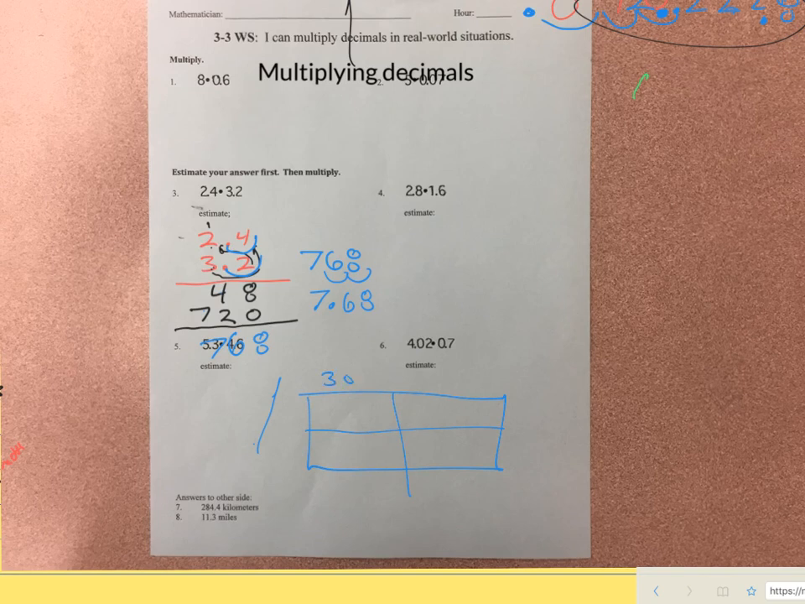So we have 30 and 2 and 20 and 4. 4 times 2 is 8. 2 times 2 is 4. Add the 0. 4 times 3 is 12. Add the 0. And 3 times 2 is 6. Add the zeros. Now we add those up. So 40 plus 8 plus 600 plus 120. So we have 8. 4 plus 2 is 6. And 6 plus 1 is 7. 768. So we get it the same way.